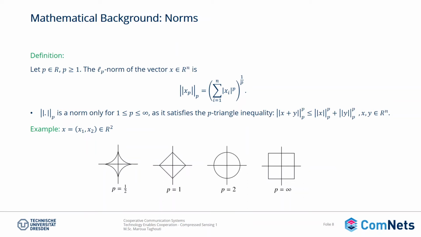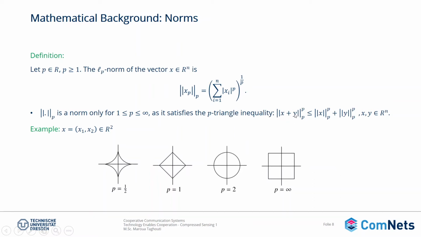So here the norm is only valid, we can say a norm, when our p is between 1 and infinity. Of course, we have an infinity norm, and we can talk about norms as long as we are able to satisfy a p triangle inequality.